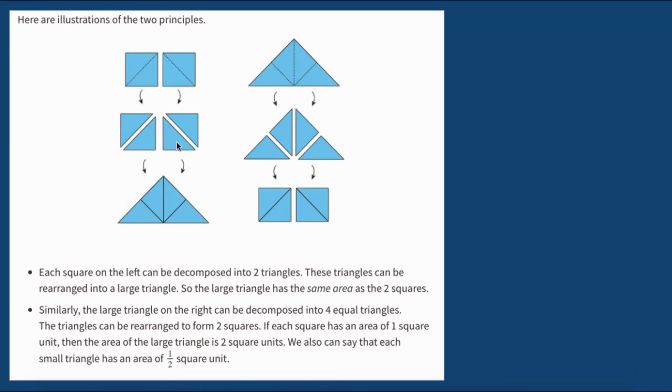I want to show you what it looks like when we do this. Let's say here we have two square units. Well, these two square units can be broken up into 4 triangles. Then we can move those triangles around to create one big triangle. This one big triangle has the exact same area as these two squares because it's got the same pieces. All we did was decompose it and rearrange it. Same thing goes if we had this original triangle, we cut it up, we moved pieces around, we put it back together, and we could find out, hey, this triangle has an area of 2 square units.